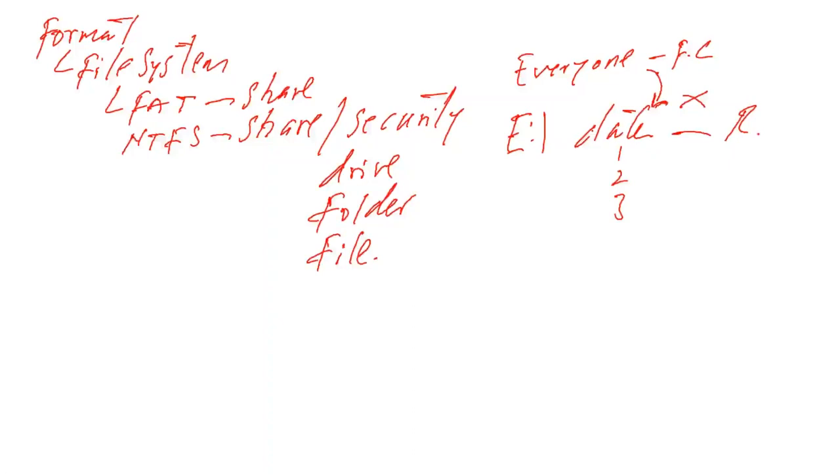Now tell me, whenever my user opens the data folder, can the user access the data folder now? Yes, because the permission is read. Now can the users access file 1, file 2, file 3? Yes. The user can open file 1, file 2, file 3. The user can view the content, but the user cannot modify the content. The user cannot delete the file. The user cannot create files.